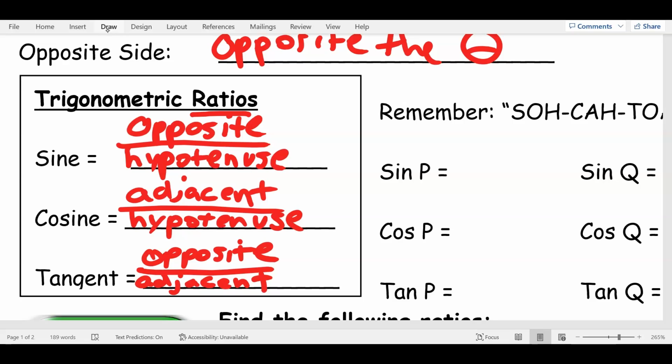Sine is opposite over hypotenuse. Cosine is adjacent over hypotenuse. Tangent is opposite over adjacent. So those are your three fractions that you get for your trigonometry.